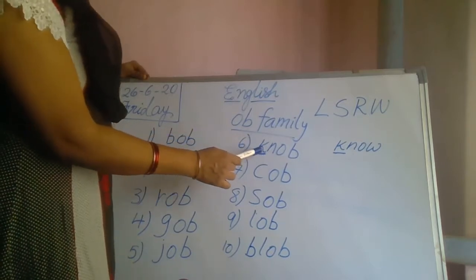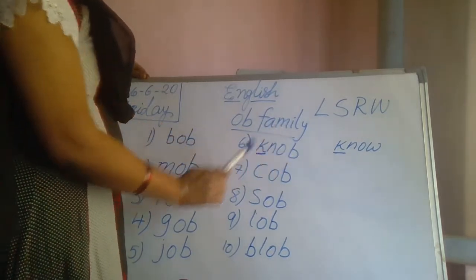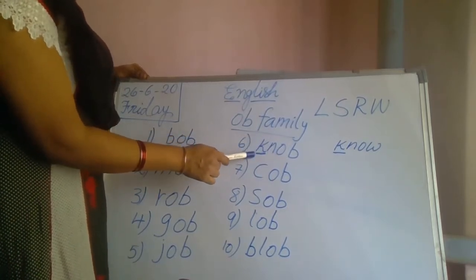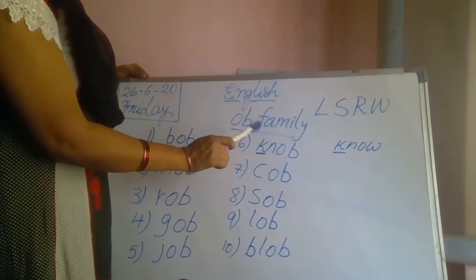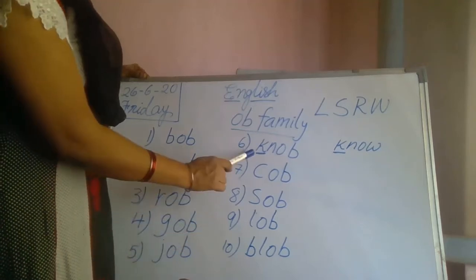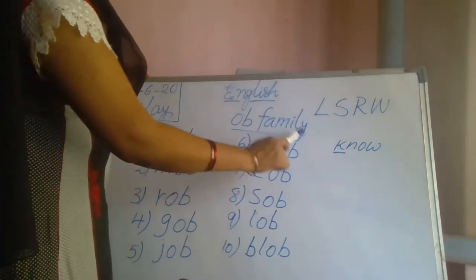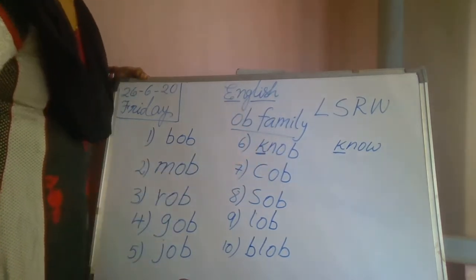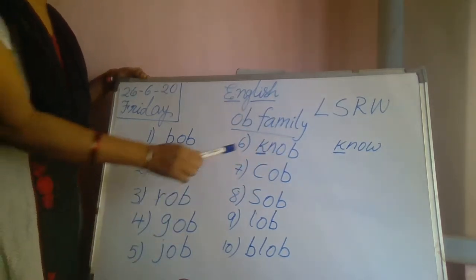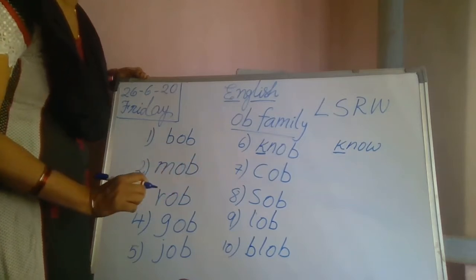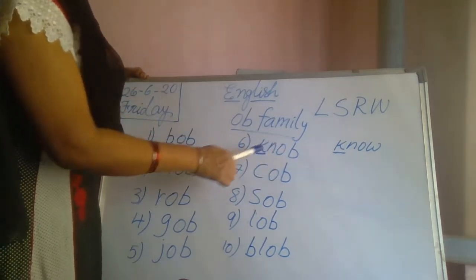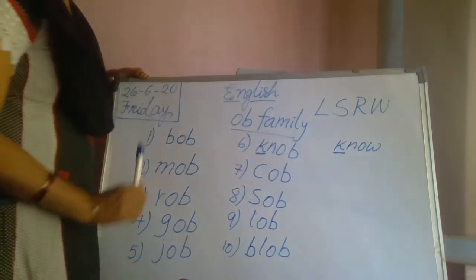And here see, K-N-O-B. What is this pronunciation? Which letter is silent in this word? K. Okay, we should not pronounce the K letter. But now, what is the pronunciation? K-N-O-B. Knob. We pronounce only "nob". Don't pronounce "k-nob". Here, K is a silent letter.